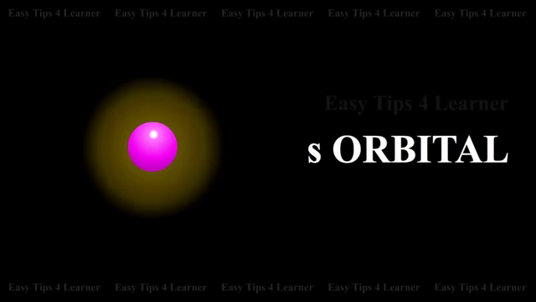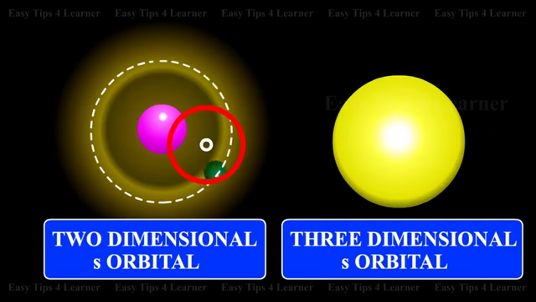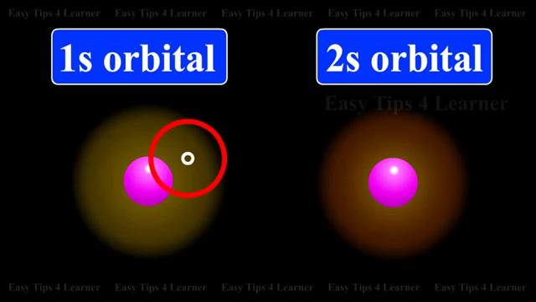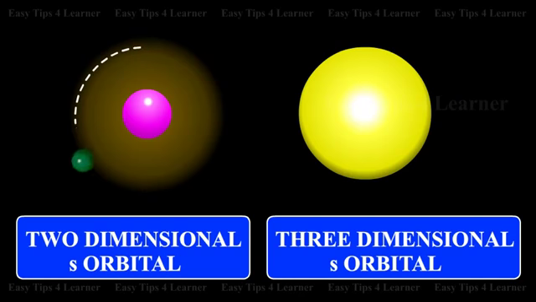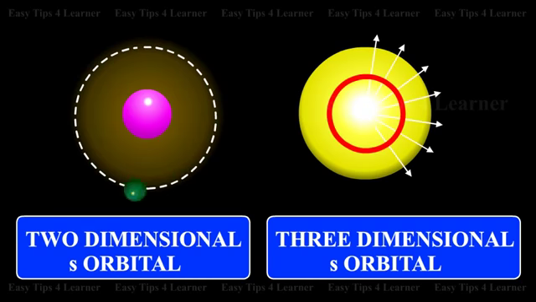The boundary surface diagram for the s orbital is actually a sphere centered on the nucleus. In 2 dimensions, this sphere looks like a circle. It encloses a region in which the probability of finding the electron is about 90%. Thus we see that 1s and 2s orbitals are spherical in shape. In reality, all s orbitals are spherically symmetric. That is, the probability of finding the electron at a given distance is equal in all directions.